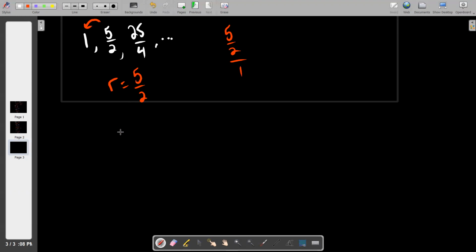So our explicit formula here is going to look a little bit different to you, and you don't have to write it this way, but the way I would write it is a sub n equals 5 halves to the power of n minus 1. And the reason is that if the first term is a 1, you don't really need to put that 1.